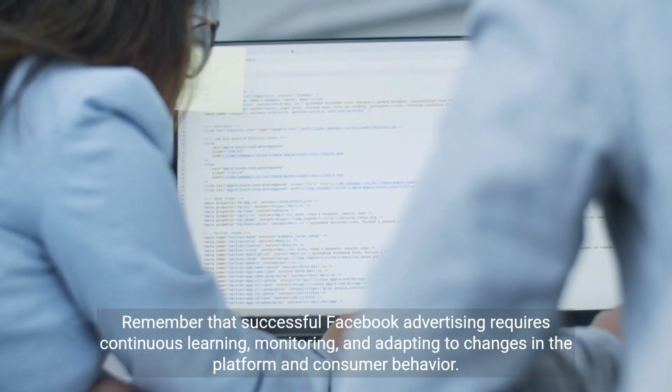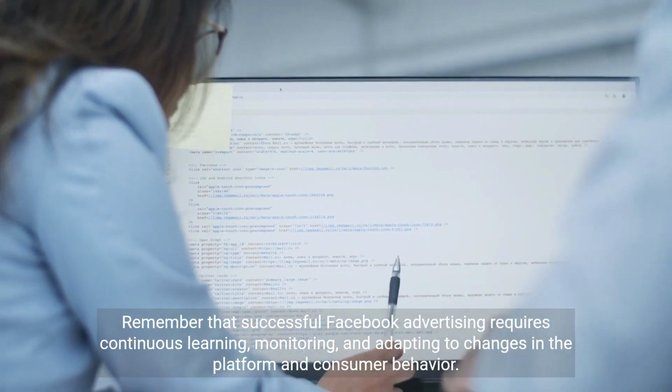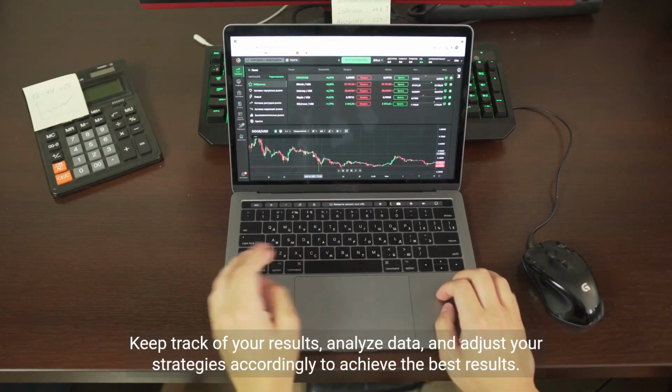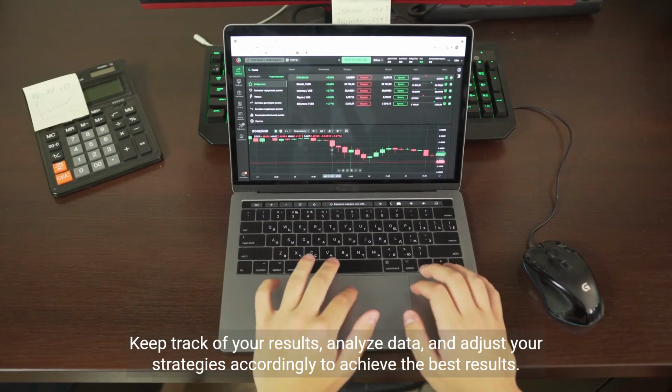Remember that successful Facebook advertising requires continuous learning, monitoring, and adapting to changes in the platform and consumer behavior. Keep track of your results, analyze data, and adjust your strategies accordingly to achieve the best results.